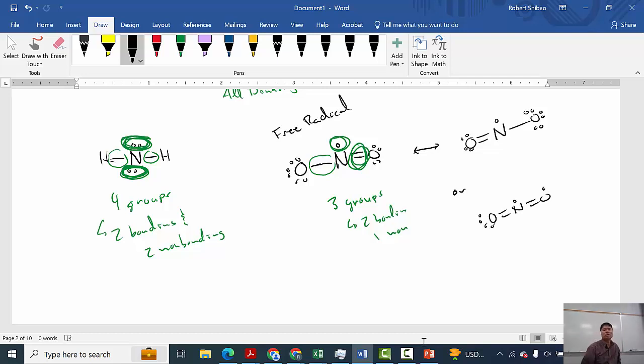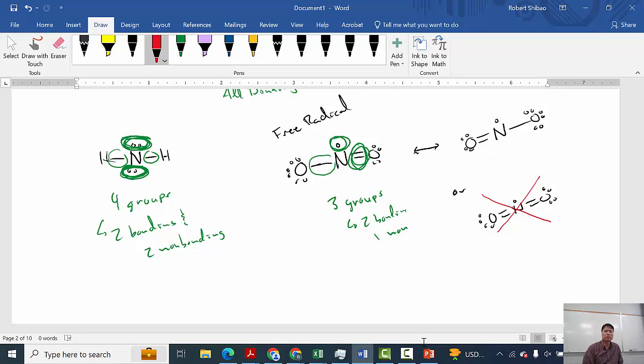We can try to make 2 octets, or some people don't like that look on nitrogen, so they'll try something like this. Just make one more double bond, and then will nitrogen be happier? No, because this is no good. Do you know why? Yeah, now it's exceeding an octet.